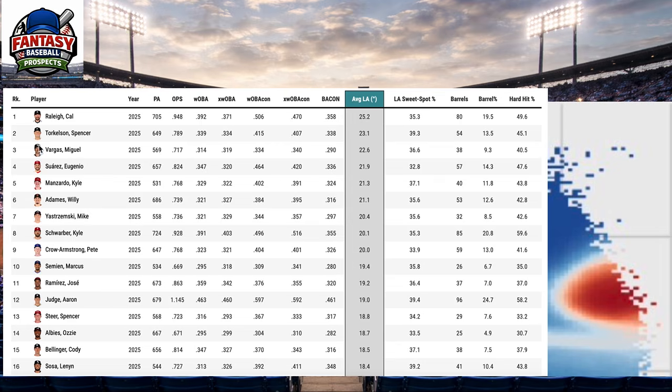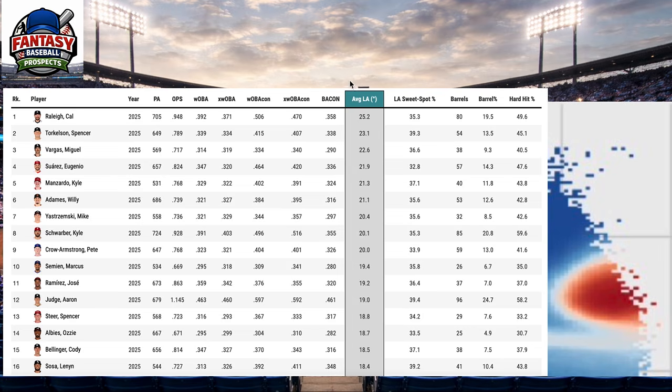But now you can see someone like Miguel Vargas, who only had a 9.3% barrel rate, even though he had a relatively high launch angle. That starts to get a little more risk in your profile, because you're not barreling the ball as much. Your hard hit rate's dropping off. Sweet spot was still pretty good. Launch angle was okay, but you're not getting the same outcomes and results from this. And that's why we'll break it down later.